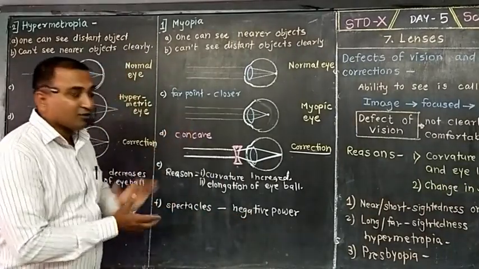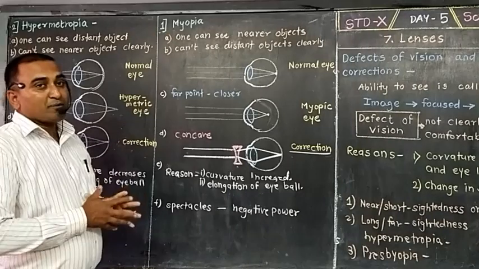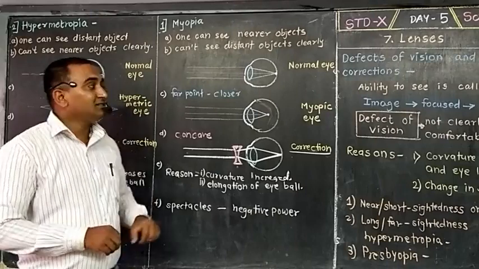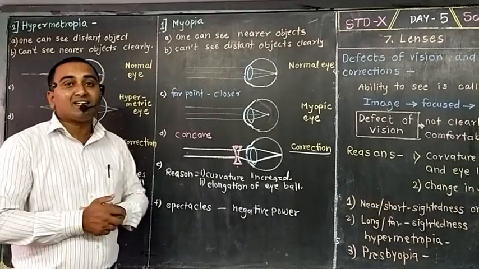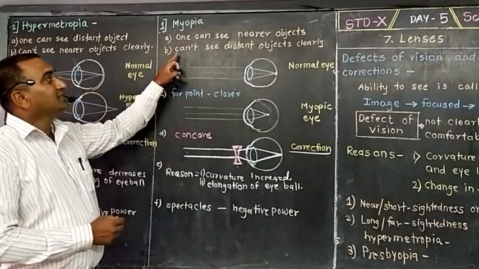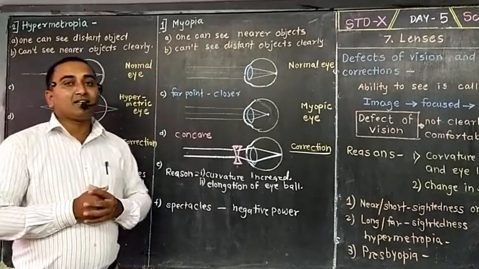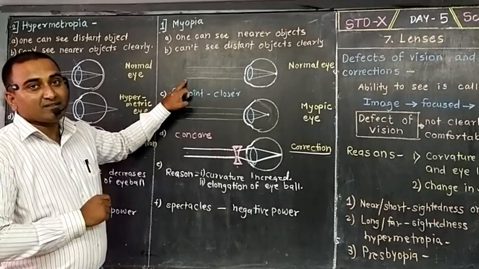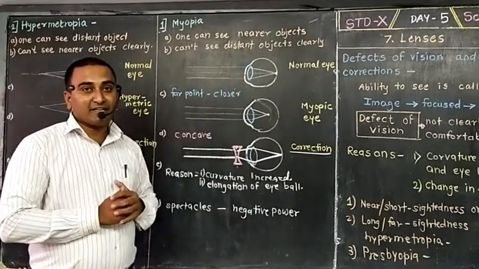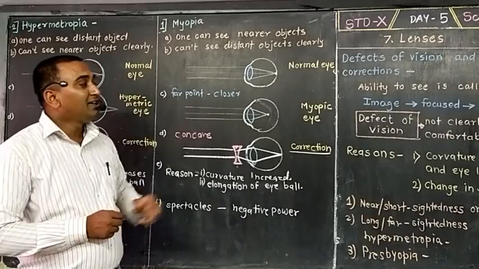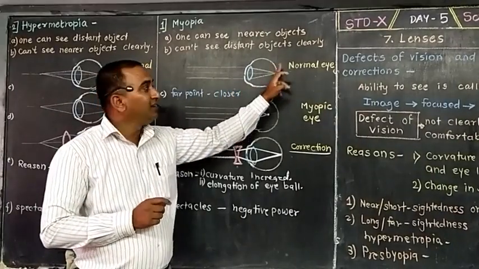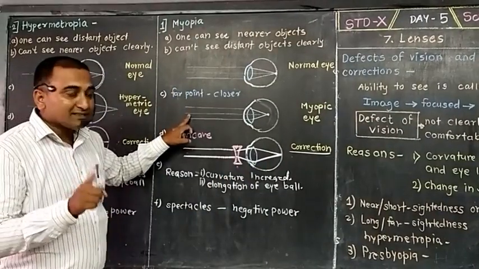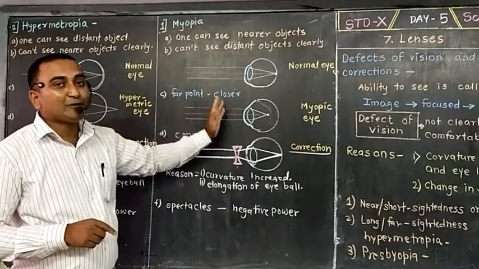So what is a quick look at this? See, what is myopia? Myopia is a defect of the human eye in which the person can see nearer objects clearly but cannot see distant objects clearly. What is the normal condition? Rays are coming from infinity because the far point is infinity, and they are converging on the retina. So this is the healthy eye. What is the problem here? The far point is closer to the eye.